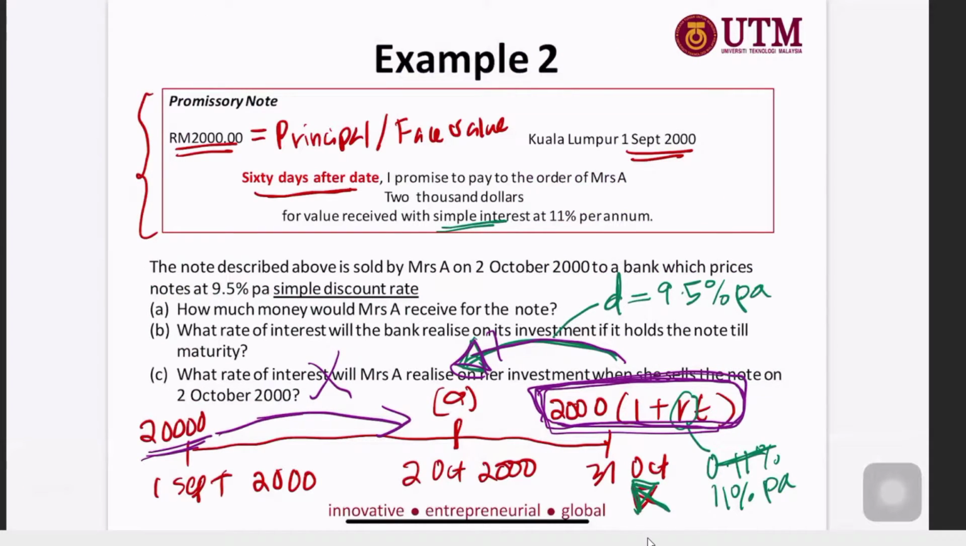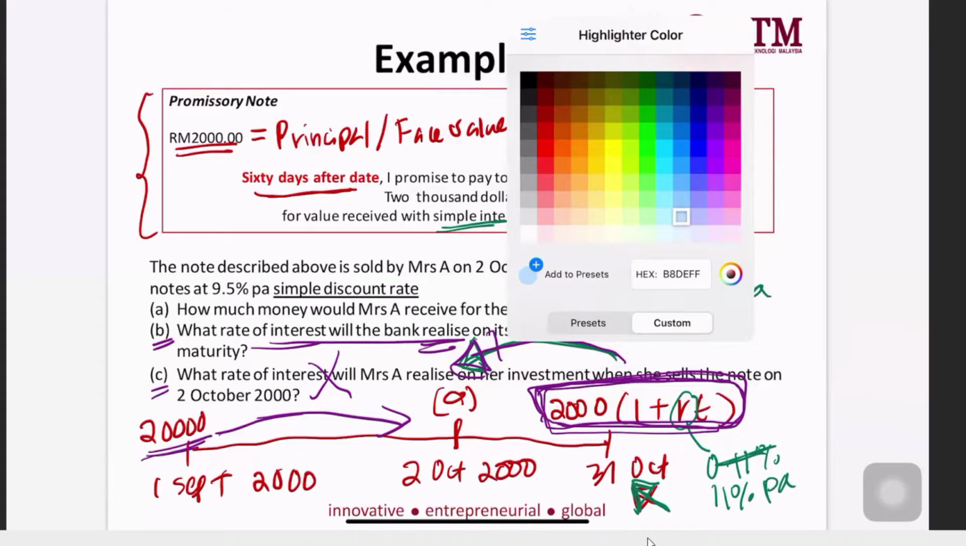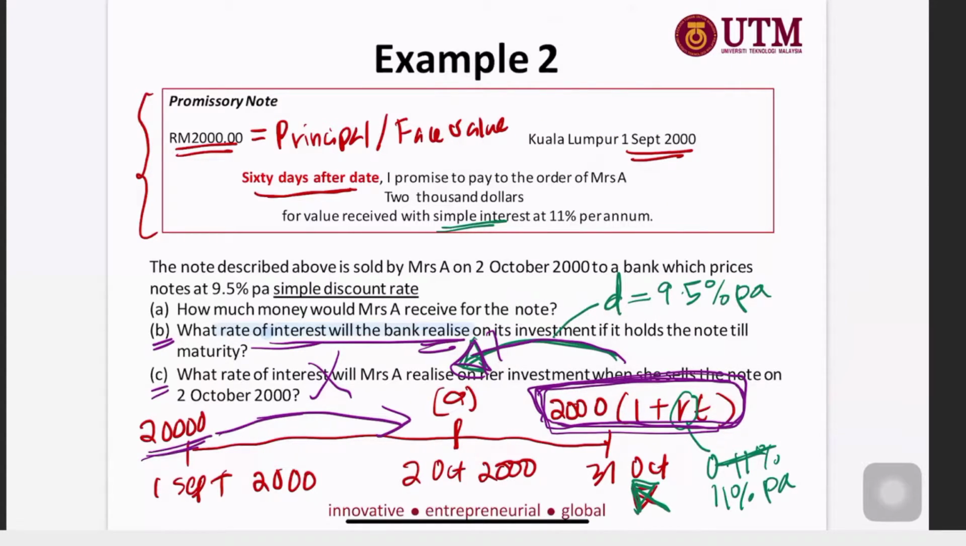Okay, so you can try first for A, and then for B and C. Some of you might be confused with the term realized. But actually what this means is that the question wants you to find the rate of interest that the bank will use for its investment. So basically it's all about just finding the rate of interest for that time of transaction.